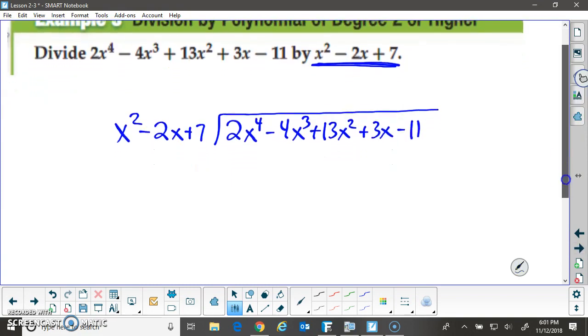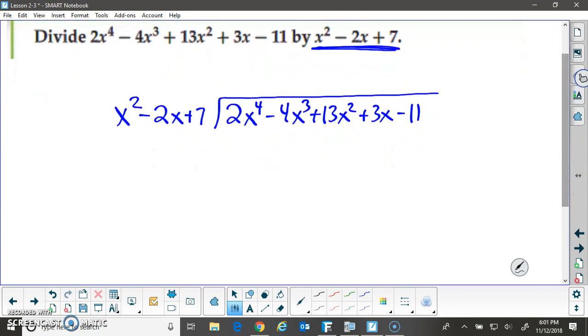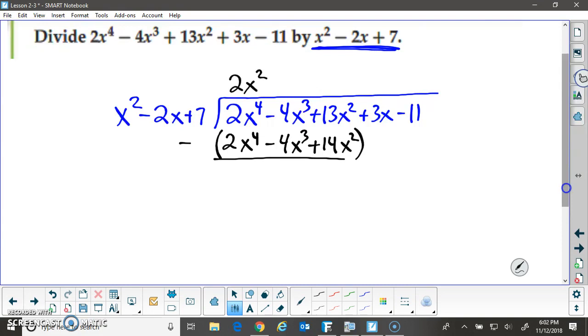So what times x squared gives you 2x to the 4th? That would be 2x squared. Multiply that by the divisor, write it underneath. When I subtract, it looks like the first 2 terms cancel. I cancel my 2x to the 4th, so I cancel my negative 4x to the thirds, and it's going to end up giving me negative 1x squared.